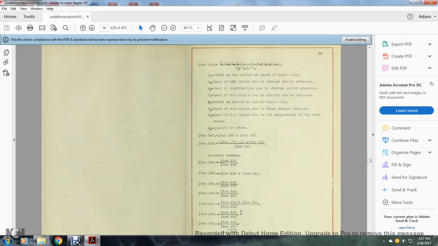W is the water in the boiler at the start of the test in pounds. H is the heat of the liquid at average boiler pressure. Let me zoom in on that.